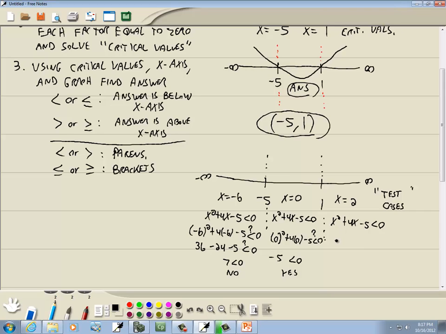And then if I put 2 in here, I get 2 squared plus 4 times 2 minus 5. And you're wondering if that's less than 0. That gives us 4 plus 8 minus 5, less than 0? That's 8 minus 5 is 3, plus 4 is 7. Is 7 less than 0? No. So our only place where it's true is from -5 to 1. So if you weren't using the graph, you'd have to do test cases like I just did to figure out your answer.